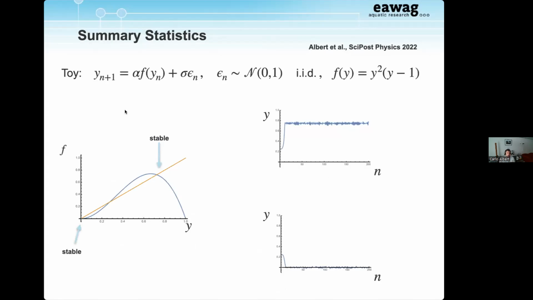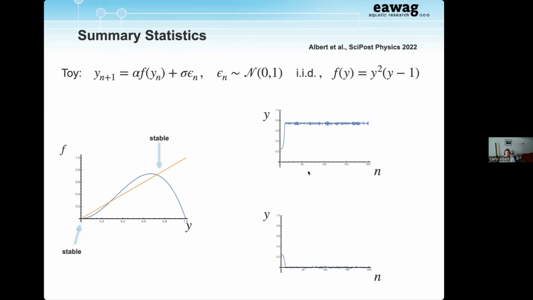Here's a little toy, which is an iterative, autoregressive nonlinear map. Our data set is a time series y, and y_{n+1} is given by alpha times some nonlinear function of y_n plus some IID noise. The parameters of this model are simply alpha and sigma. For the nonlinear function, we assume such a single-humped function, which admits two stable fixed points, one at 0 and one up here.